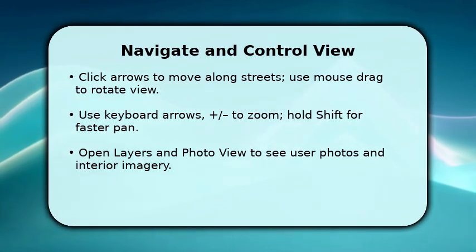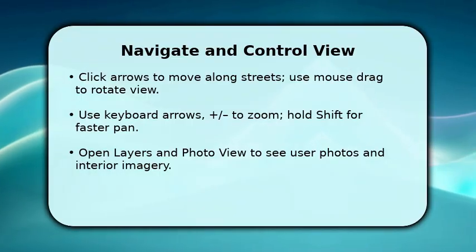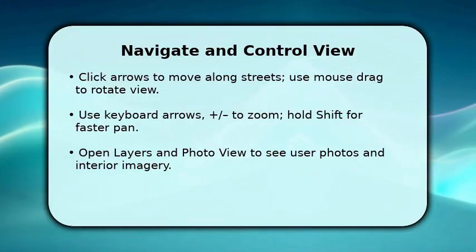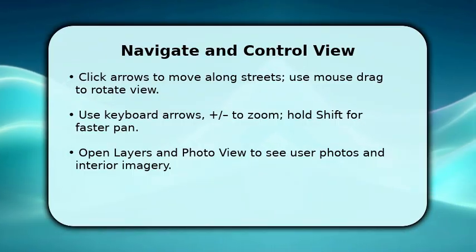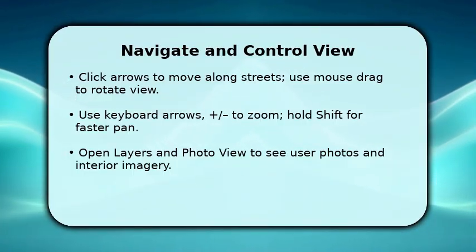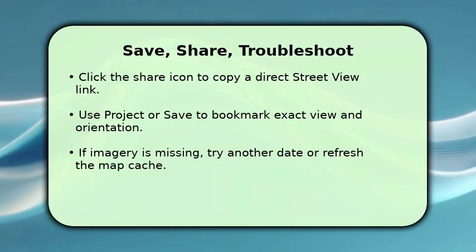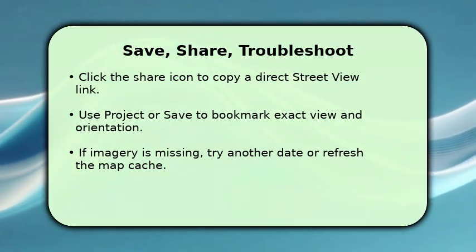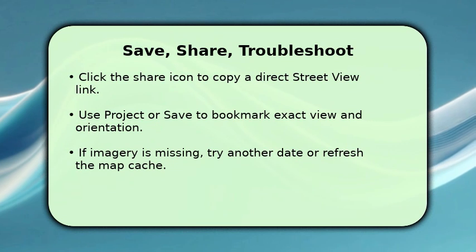Toggle layers and photo view to layer user-contributed images or interior photos. This gives context. Finish by preserving and sharing the exact view you need. Click Share to copy a direct Street View link, or use Projects/Save to bookmark the spot with orientation for later reference.